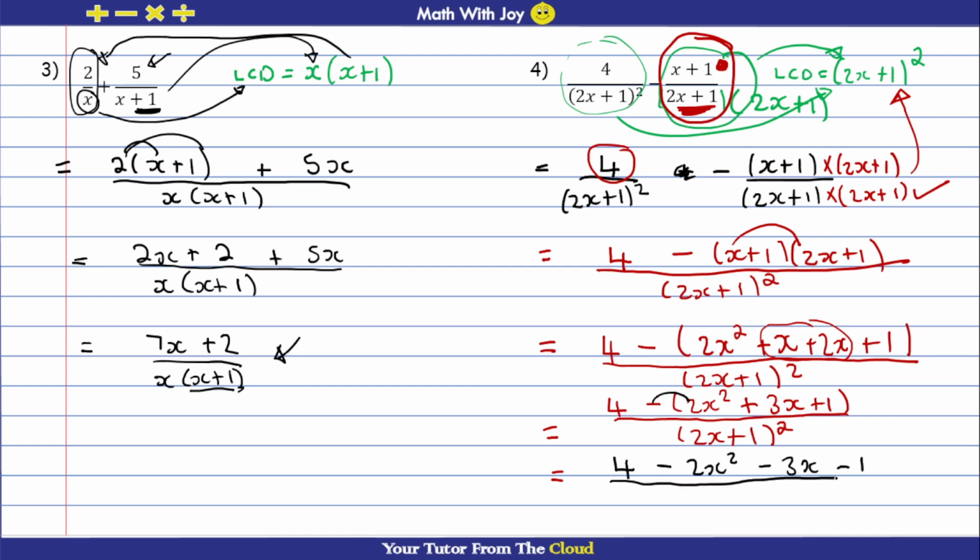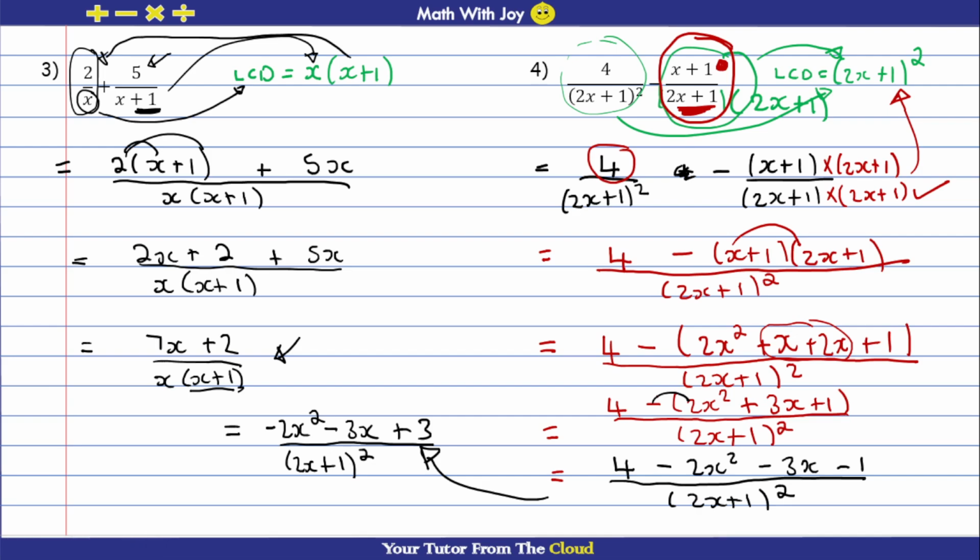Then we have to divide all of this by the LCD, which is 2x plus 1 to the power of 2. Right, now I'm going to continue here. I'll say the final answer is going to be minus 2x squared minus 3x. Then I'm going to say 4 minus 1 is going to be positive 3, because those are like terms. All over 2x plus 1 to the power of 2. And this is the final answer that we shall get here.